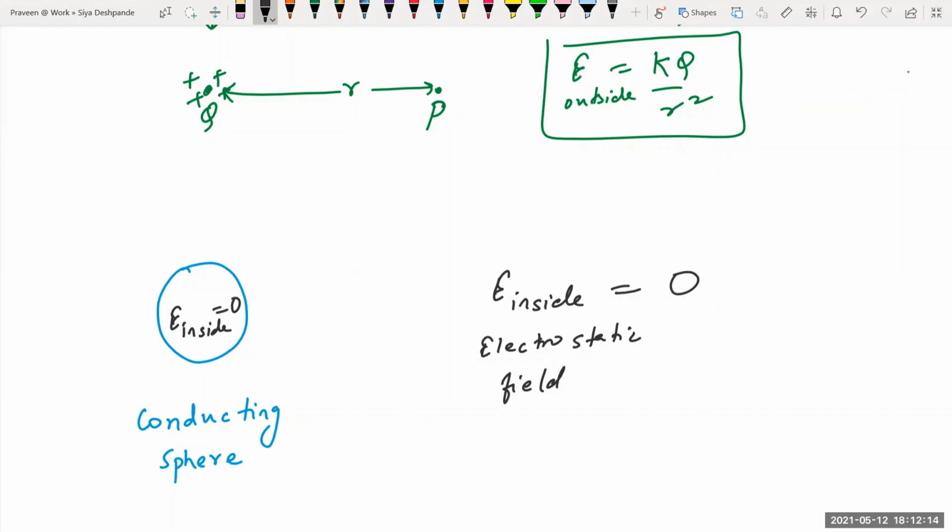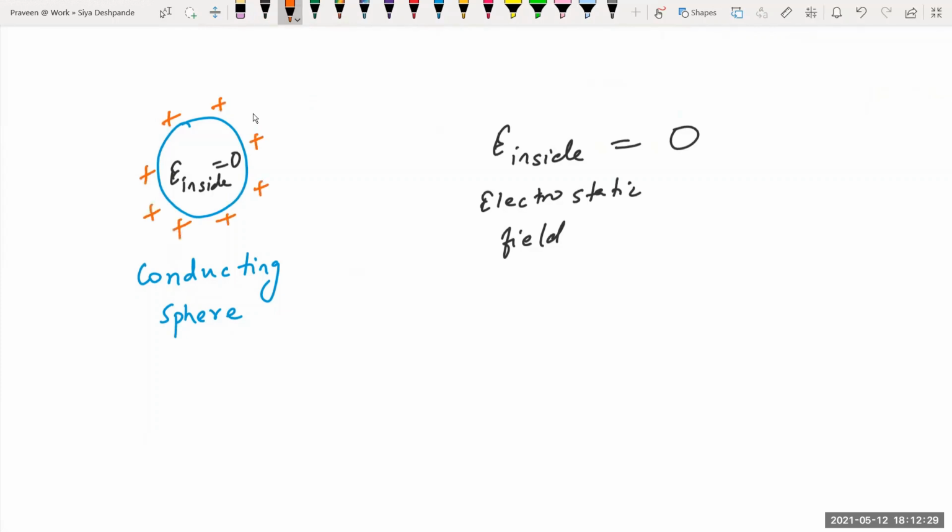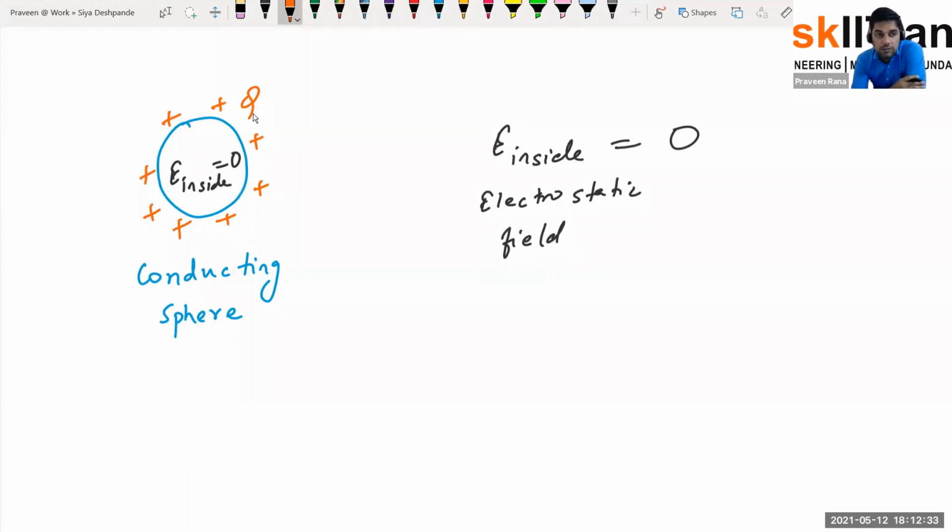Yes, I think we discussed that because it tries to minimize repulsion. Exactly, that one is right. So to minimize repulsion, the charges are always present on the surface of a conductor. So wherever you place a charge q, it is always going to go on the surface.